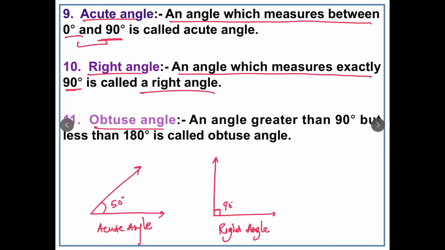Next we have the obtuse angle. An obtuse angle is an angle which is greater than 90 but less than 180 degrees. Let's say we have a ray here, and then it is making an angle of more than 90 degrees but less than 180 degrees. Let's say this is an angle of 120 degrees. It is more than 90 but less than 180, so this will be called an obtuse angle. So these are the three types of angle: acute angle, which is less than 90, right angle, which is exactly 90 degrees, and obtuse angle, which is more than 90 degrees but less than 180 degrees.